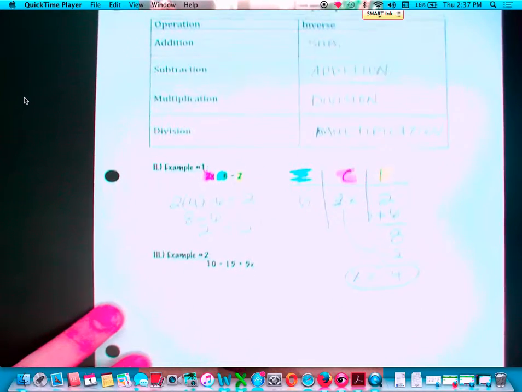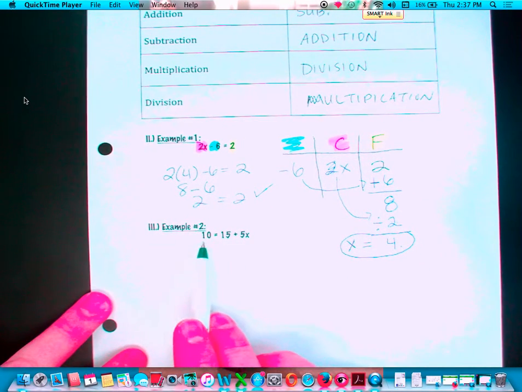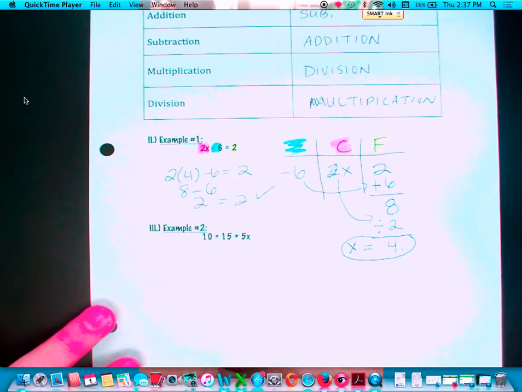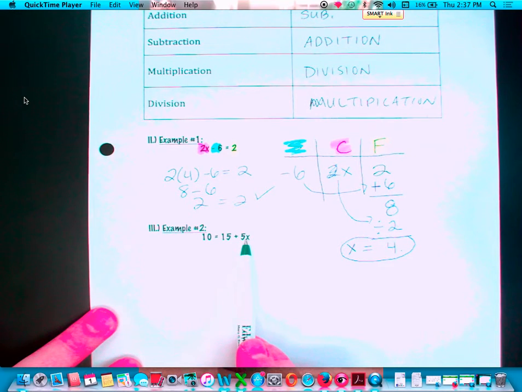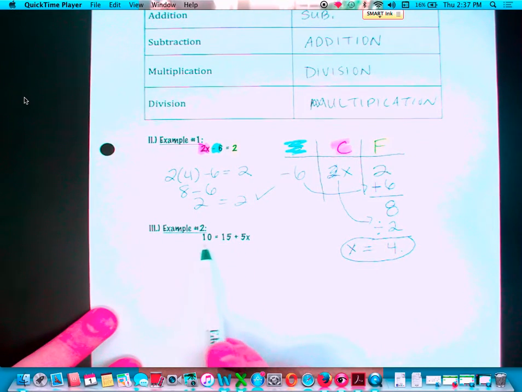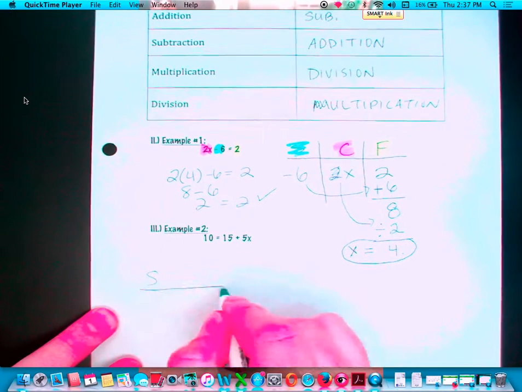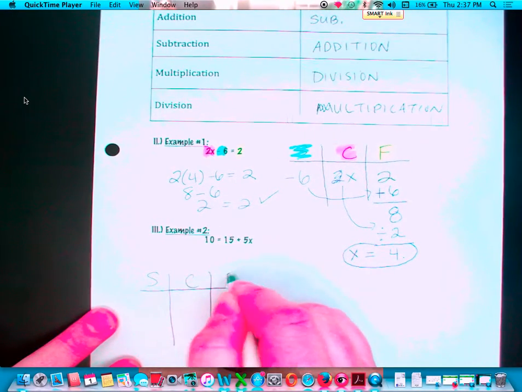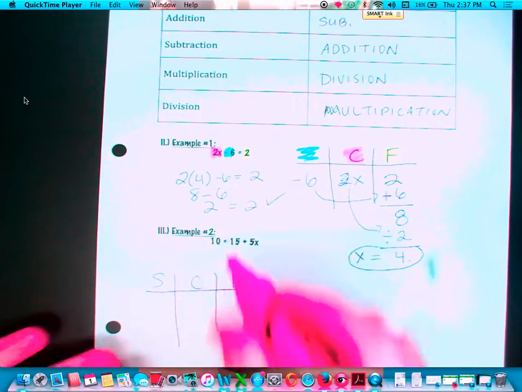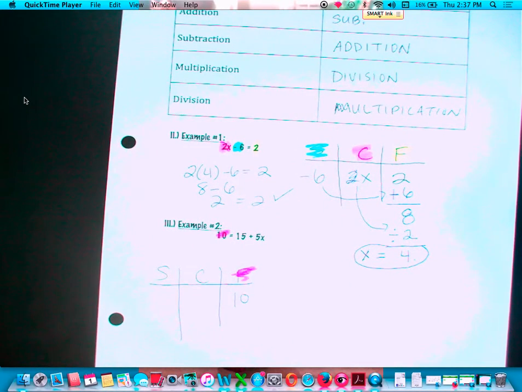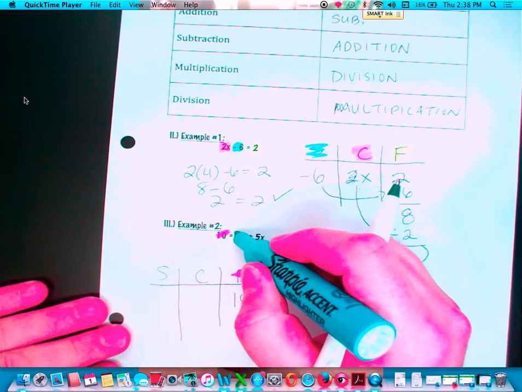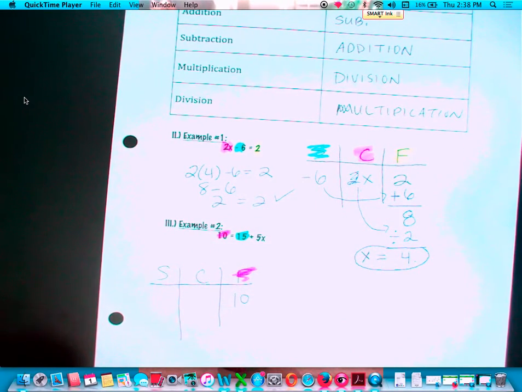Okay? The next one here is 10 equals 15 plus 5x. I want to solve for the letter x, the variable x, to find out what I can multiply by 5, add 15 to it, and end up with 10. So I set up my organizer, my start, change, and my finish. And I know here that my finish is what it equals. It's equaling a 10, so it's going to be right there. I'll put it in pink this time. Pretty in pink. Okay? My start is what am I starting with? What is the information they're giving to me that I'm starting with? I'm starting with a 15.